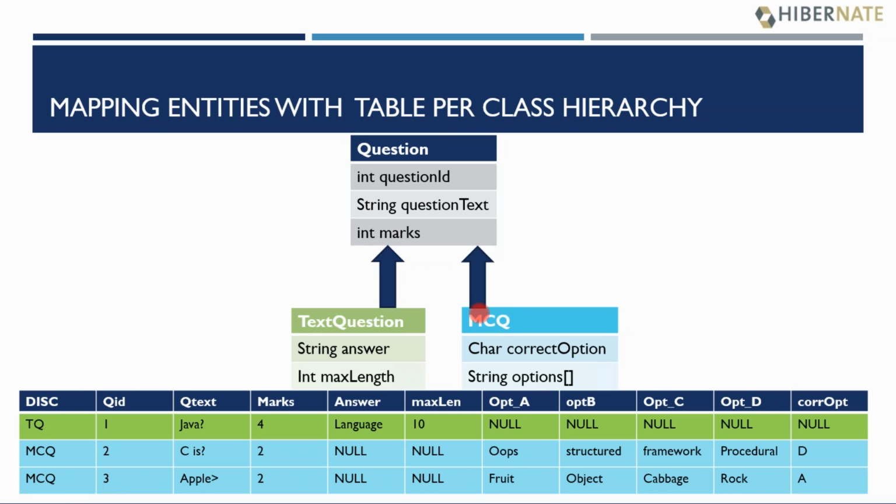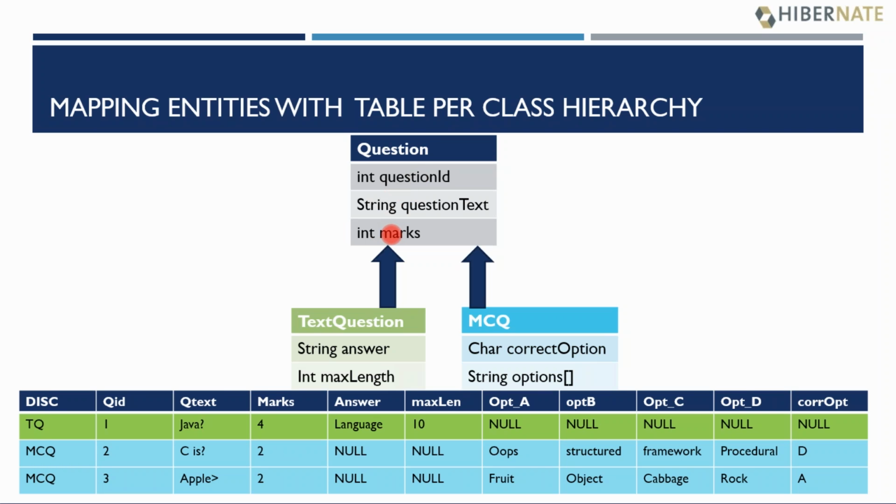I have a question. In case of MCQ, looking at this example, the fields answer and max length won't be populated, is it? What if I want to store a question as such? Would it populate everything? If you want to store this question, it will store three fields: question ID, question text, and marks. The rest will be null.